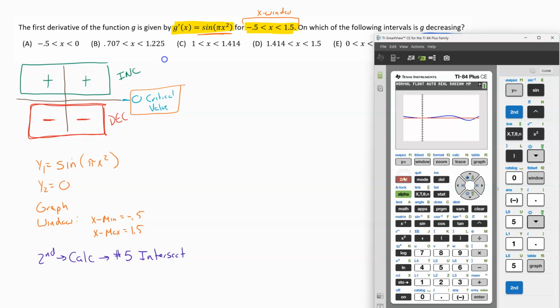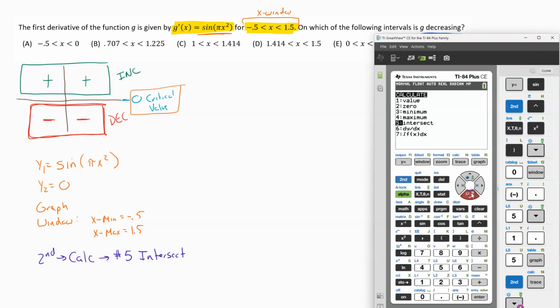calculator. So we're going to hit second. We'll choose the Calc menu, which is the button above Trace at the very top of the calculator. And inside that menu, you want to choose the number 5 option, which is Intersect. I hit Enter on that, and then you'll see at the bottom of the screen, it's going to ask you a series of 3 questions. The first 2 questions you usually could care less about.